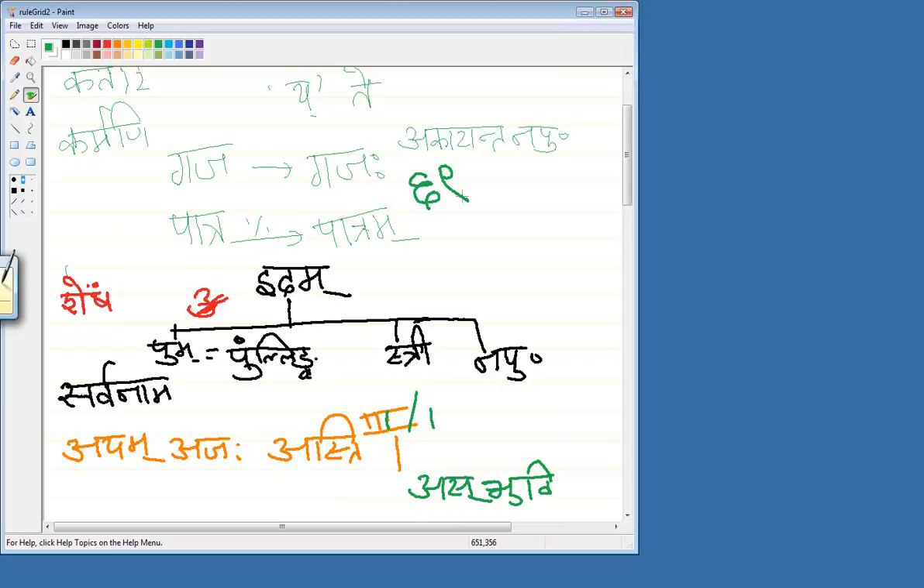Makaranta pullinga idam shabdaha. Why makaranta? Idam is ending in makara. So makaranta, what linga is it? Pullinga, idam shabdaha, meaning this. Now you see the declension. How is it going? Ayam, imau, ime.